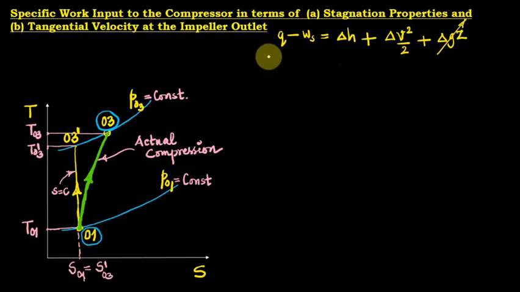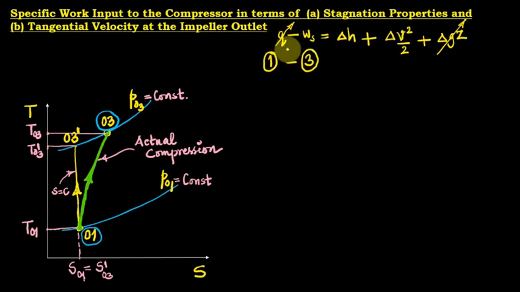For state 1 to state 3, state 1 means the original thermodynamic state. I am not talking about stagnation now. So what will be the consequence? Here we consider that this process is taking place in an adiabatic environment.